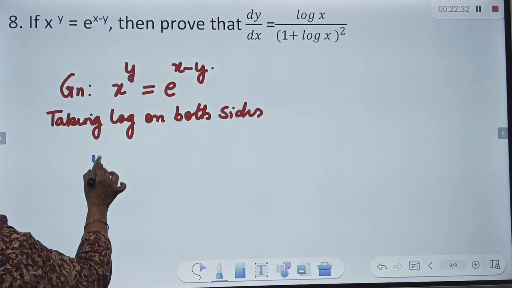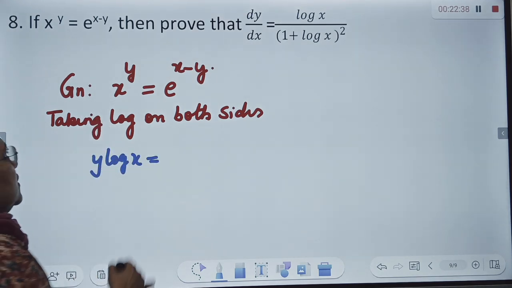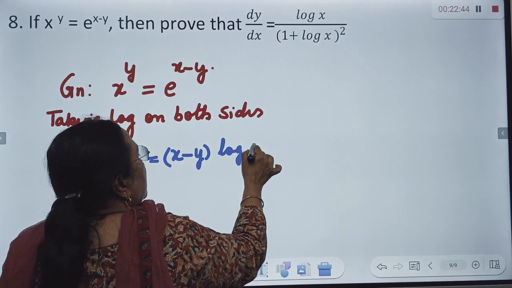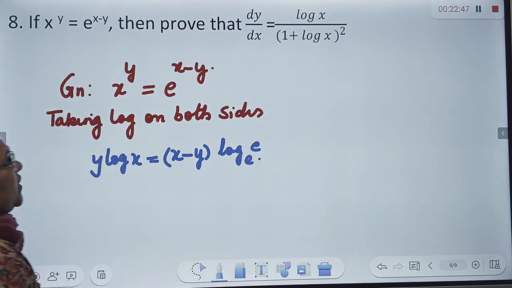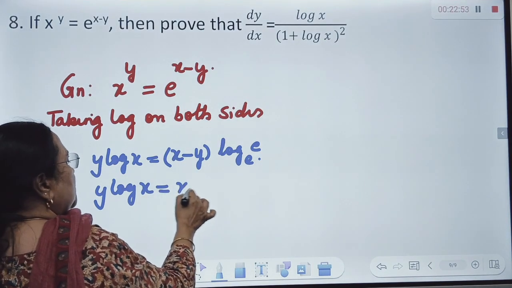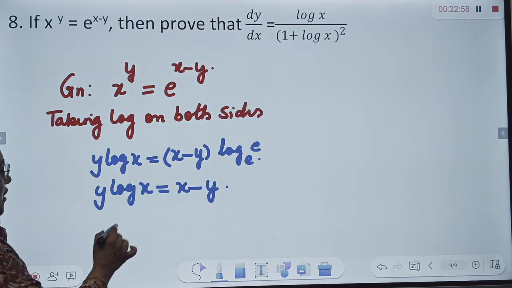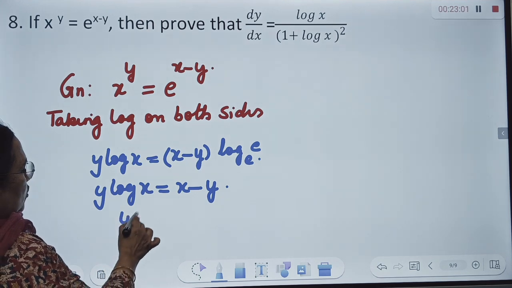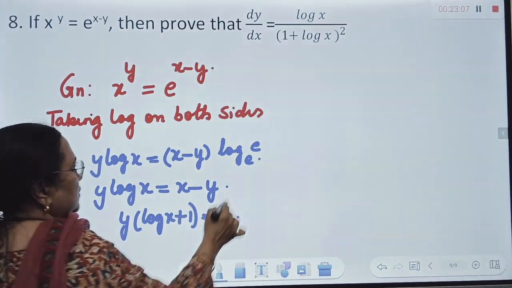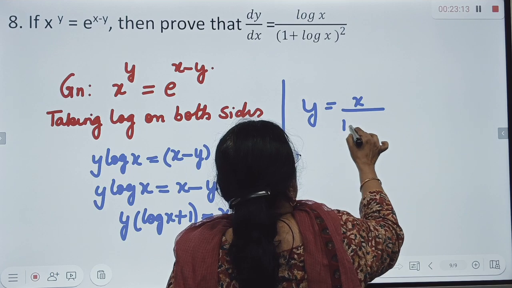Taking log on both sides, we will get y log x. Log of x power y is y log x is equal to x minus y into log e to the base e. Log e to the base e is 1. So y log x is equal to x minus y. Okay, since I want to find dy by dx, let me collect the terms containing y. So y into log x plus 1 equal to x, or y equal to x by 1 plus log x.